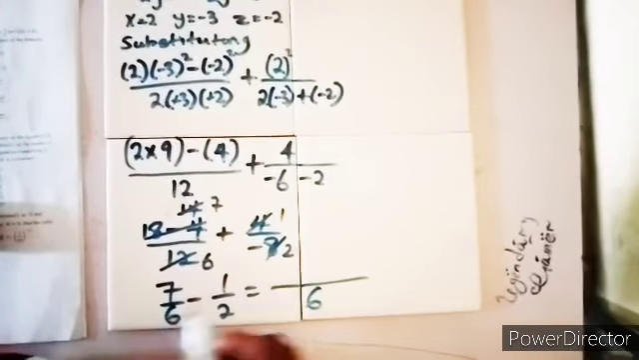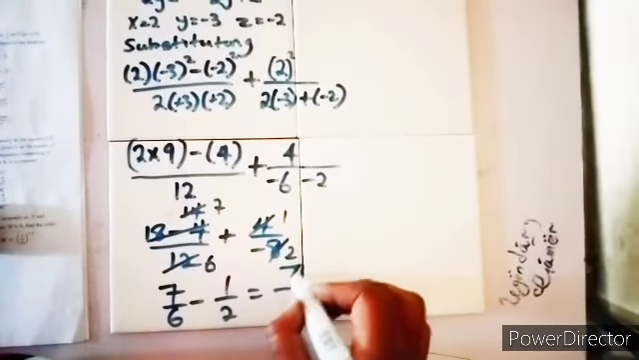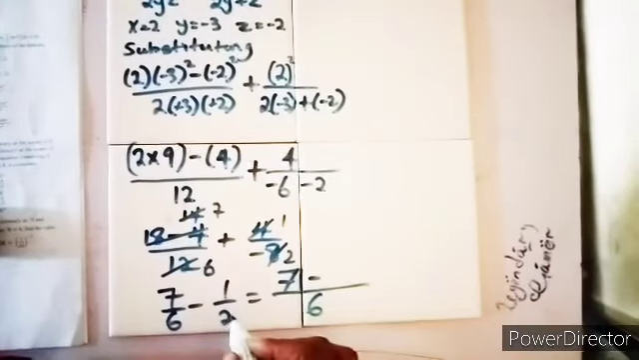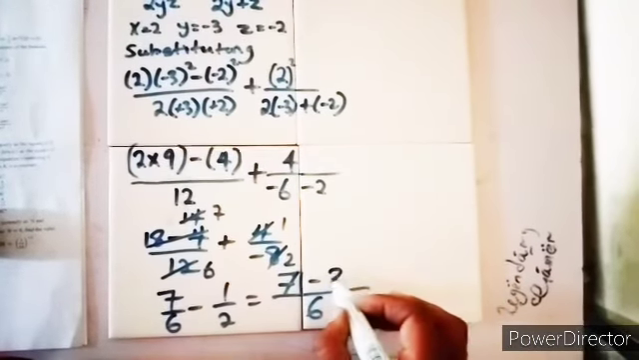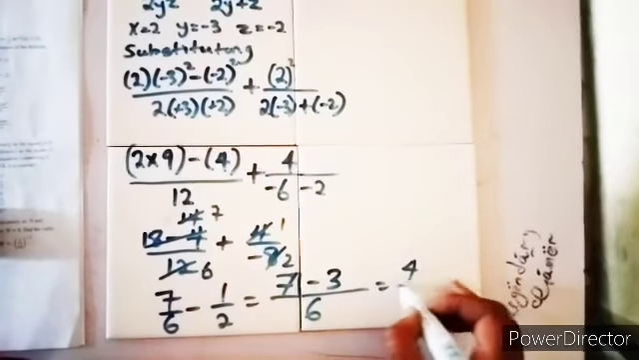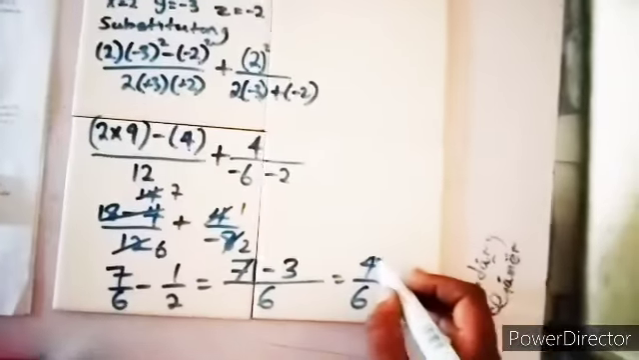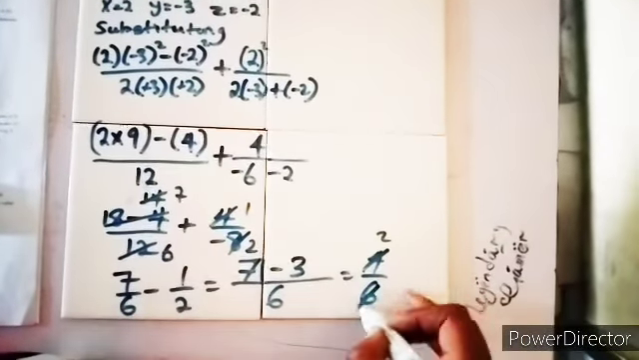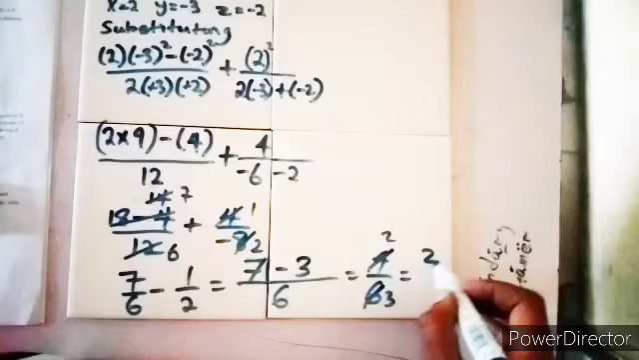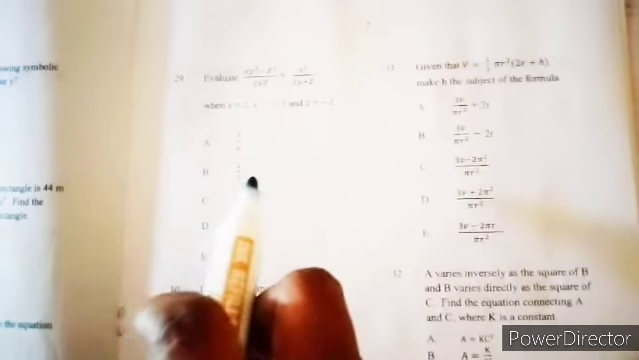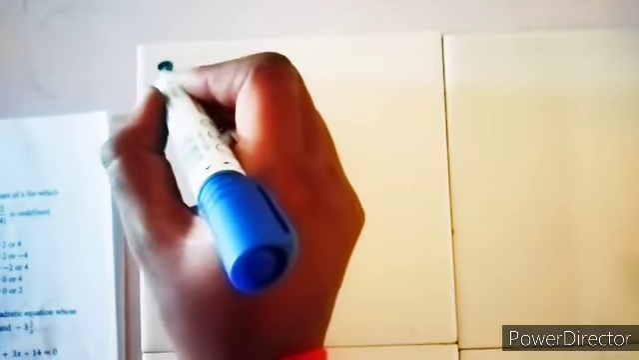So if we find the LCM, we'll have 6. So 6 divided by 6 is 1 times 7, minus 6 divided by 2, 3 times 1, 3. So giving us 4 over 6. So if we divide by 2 in the numerator and the denominator, we will be left with the answer 2 over 3. So let's jump right to the options and see our answer.